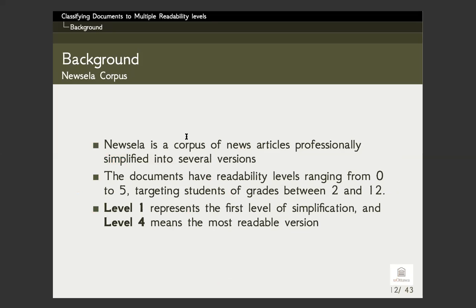Newsela is a corpus of news articles professionally simplified into several versions, and documents have readability levels ranging from level 0 to 5, targeting students' grades from grade 2 to 12. Level 1 represents the first level of simplification, and level 4 represents the most readable version of the text.